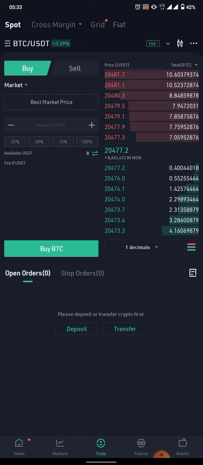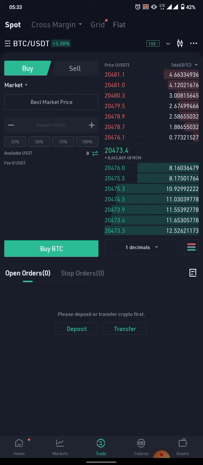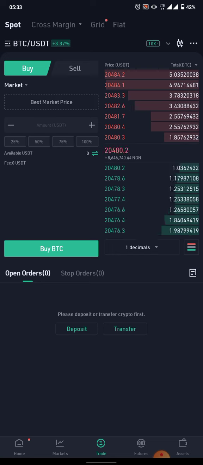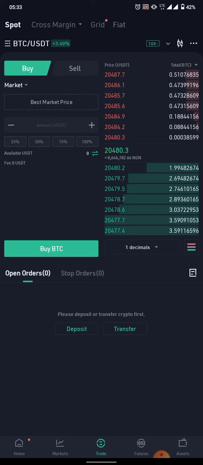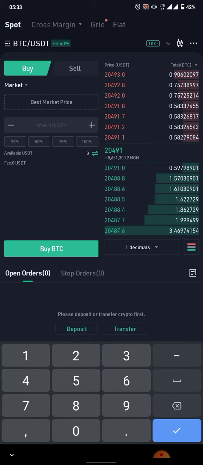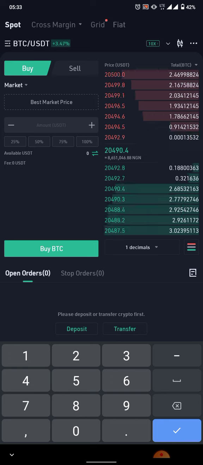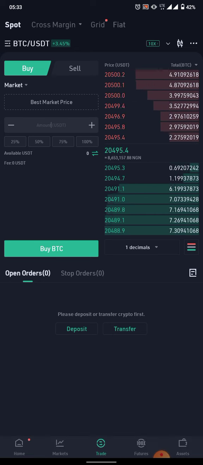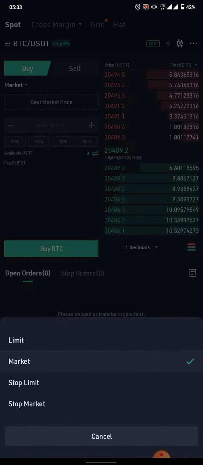So if you place an order to buy Bitcoin with the market order, it will serve you at the current market price. As you can see in this box above here, you see best market price, meaning you have no choice on the price you want to buy the asset. You are just going to be served at the best market price. Okay, so the next here is the limit order.